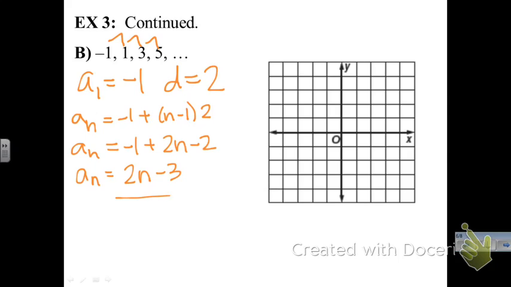Now you could use this to graph, and it would say that we start down at negative 3, and our slope is up 2 over 1, up 2 over 1, and then draw your line.